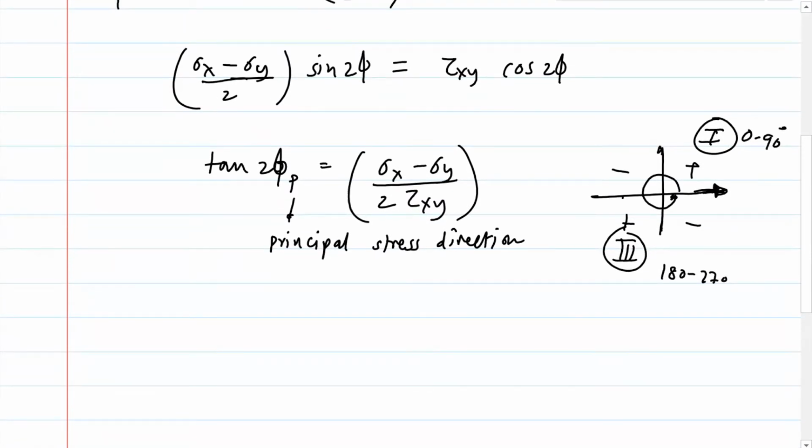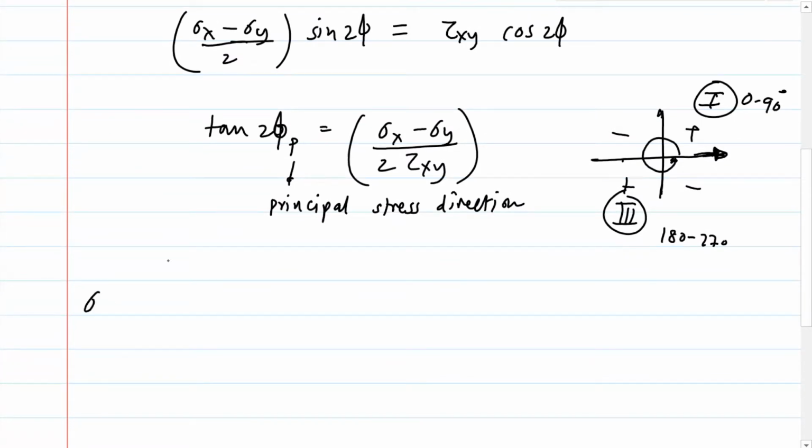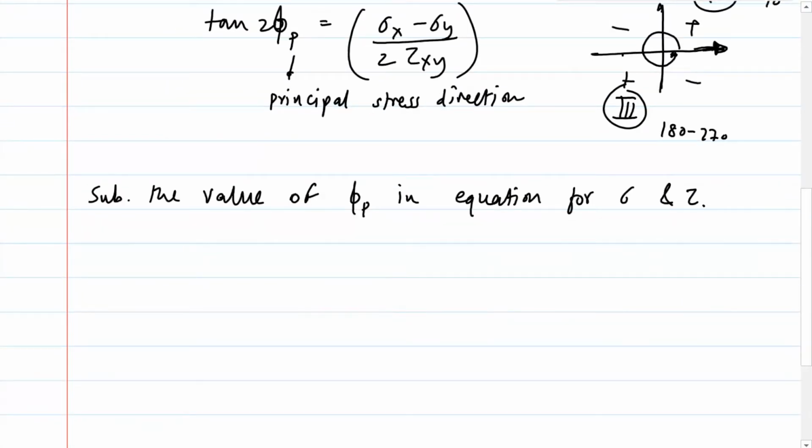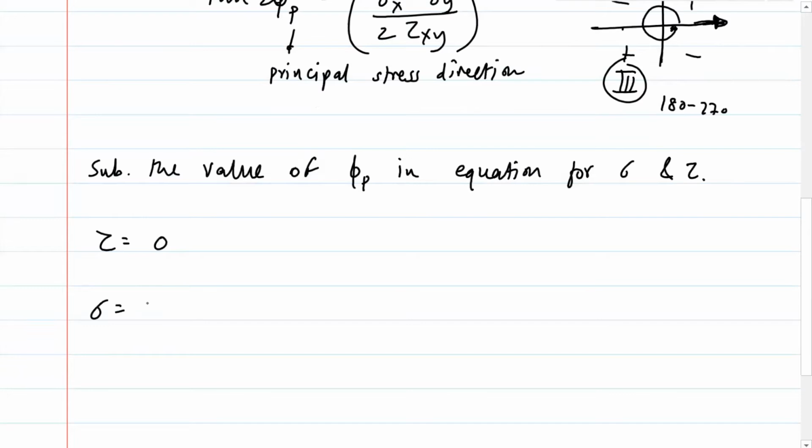Now, what about the value of the principal stress sigma, and what's the value of the shear stress when we put in those values? What we can do is substitute the value of phi p in the equations for sigma and tau to get the following. If you put it in the equation for tau, you get tau equals zero. If you put it in the equation for sigma, you get two values for sigma.